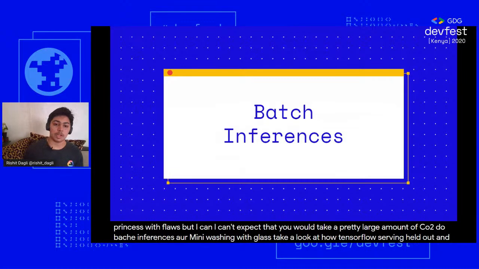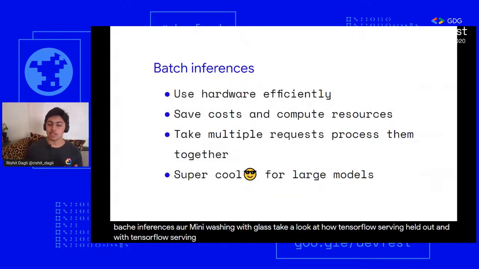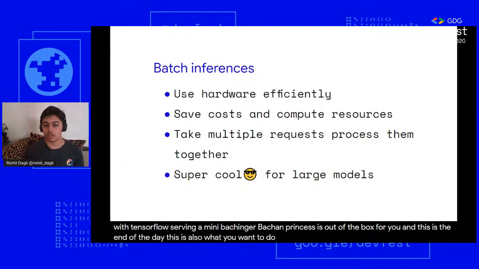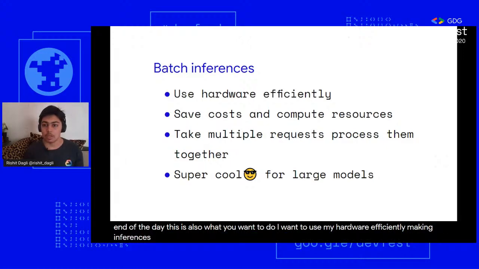With TensorFlow Serving, mini batching or batch inferences is out of the box for you. And at the end of the day, this is also what you want to do, because I want to use my hardware efficiently for making the inferences. This would also allow me to save costs and compute resources.